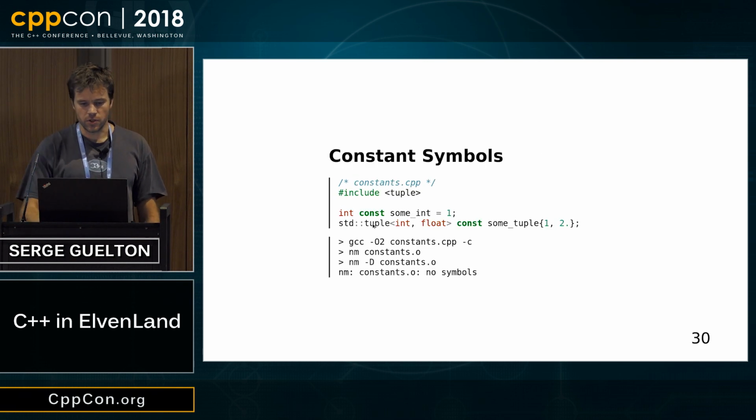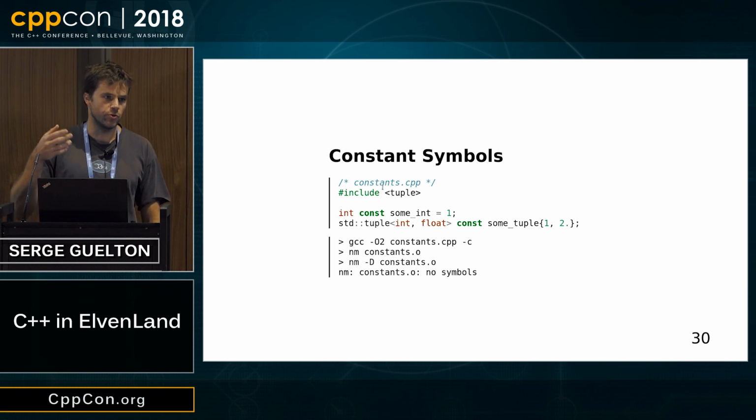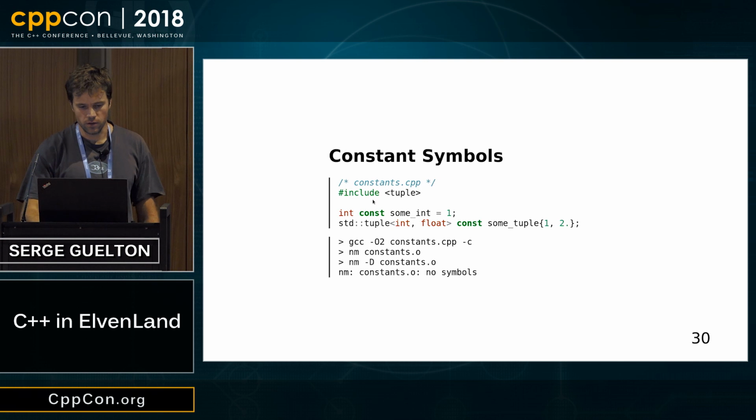So, constant symbols. We expect them to go into the read-only area. And those are very simple symbols. I compile them, and I'm looking for symbols, and I find nothing. Why? Maybe they are in the dynamic area. No. Where did he go?